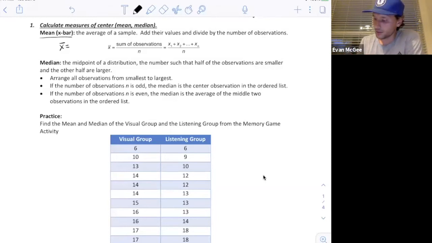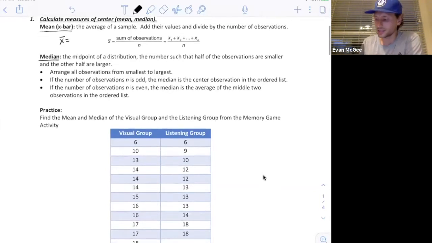Next, I'll show you how to calculate the median. And really the common mistake that people make with the median is they forget to arrange the observations from smallest to largest. Don't forget that's the first thing you have to do. And a couple of notes about the median: if n is odd, so if there's an odd number of observations, then the median is going to be the center. If there is an even number, then it's going to be the average of the middle two in the ordered list. So let's take a look at a practice problem to work through these together.